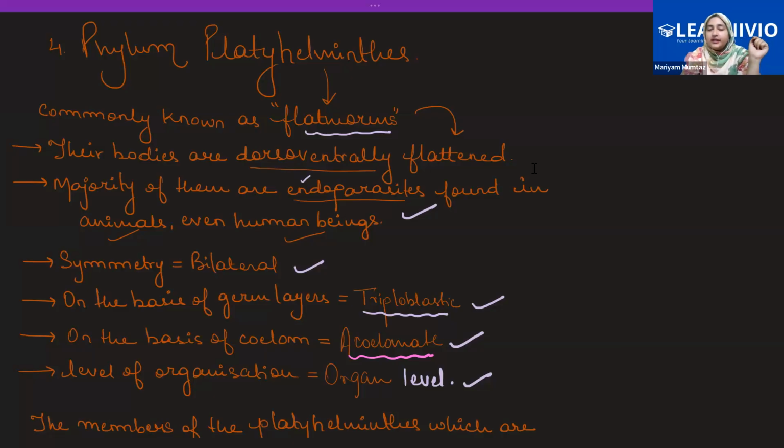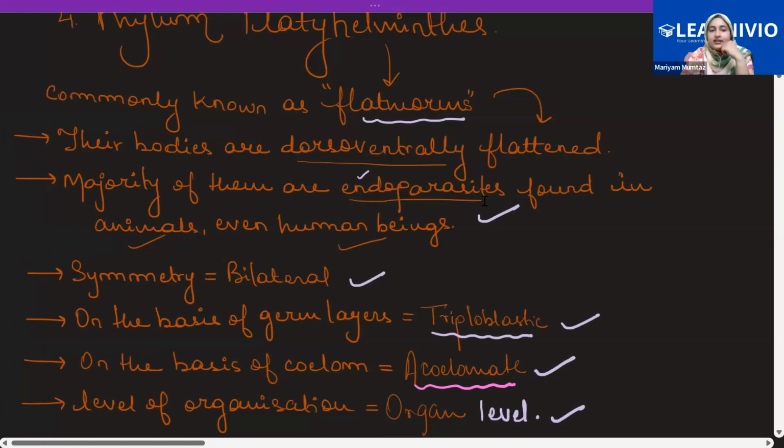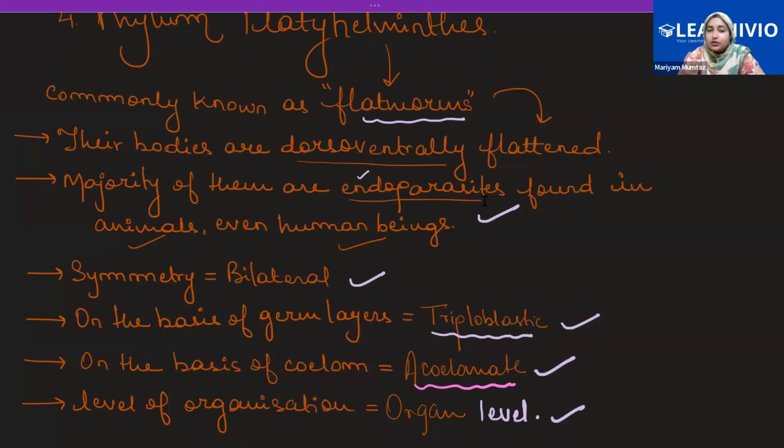Now, the majority of them are endoparasites. You know that parasites are of two types, endoparasites and ectoparasites. Endoparasites are those that are found inside the body of the host, whereas ectoparasites are those that are found on the body of the host. Since they are endoparasites, they will live inside the body of animals and even in humans. Clear? Yes, ma'am.